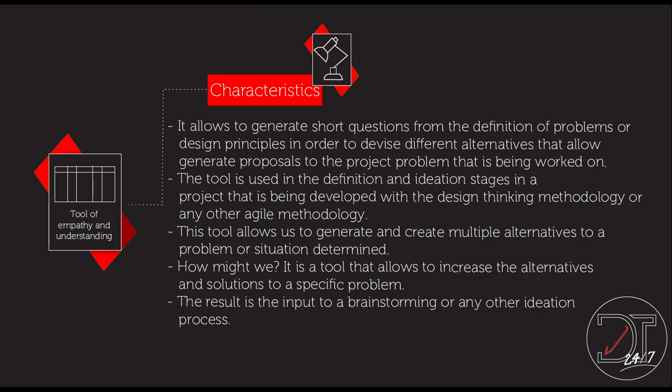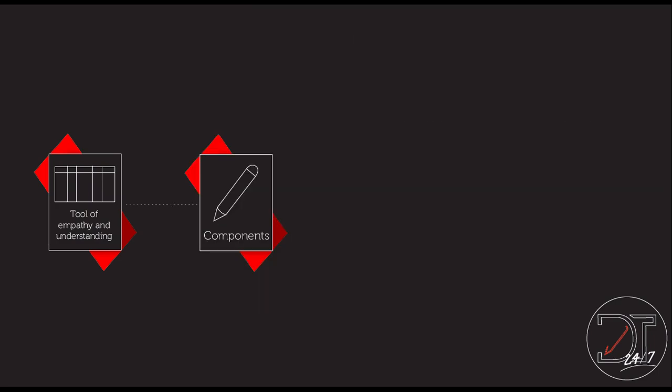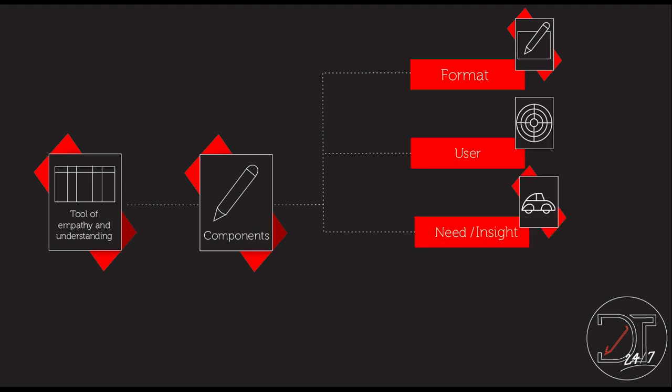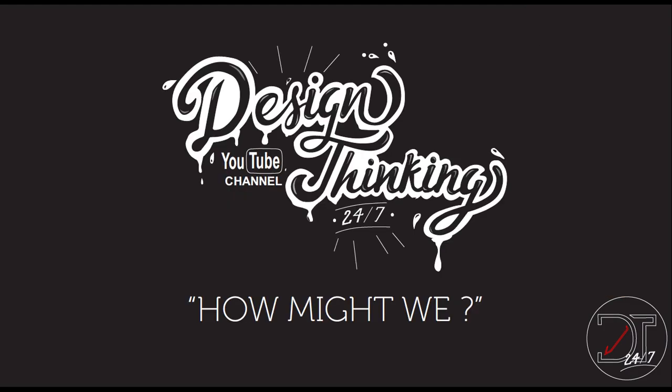This tool allows us to generate and create multiple alternatives to a problem or situation determined. How might we? It is a tool that allows to increase the alternatives and solutions to a specific problem. The result and input is what we got to start a brainstorming or any other ideation process. The components are format, user, need and insight, and finally how might we.